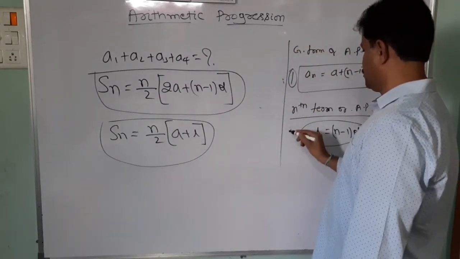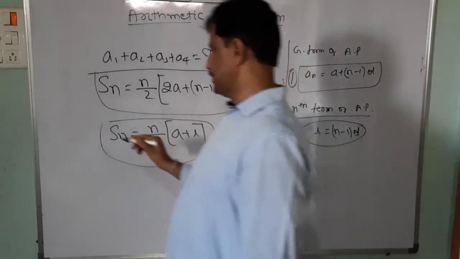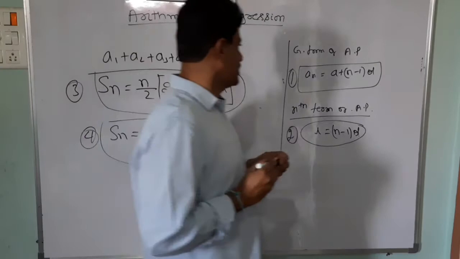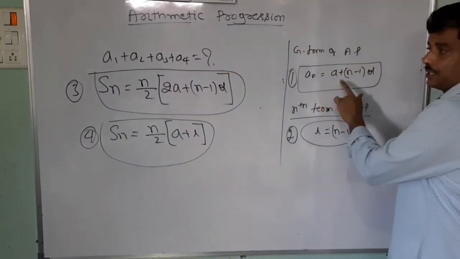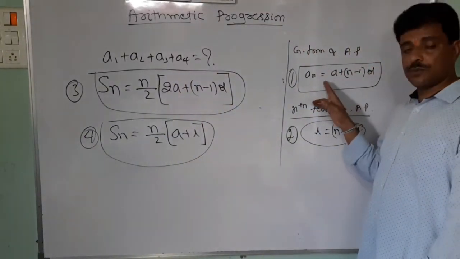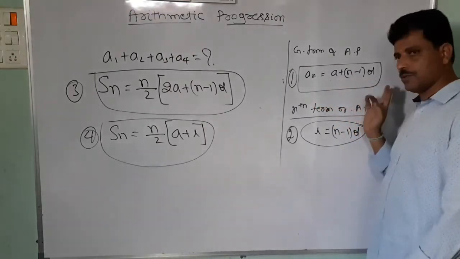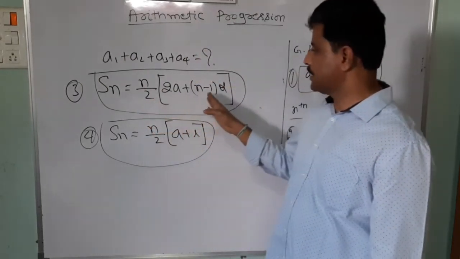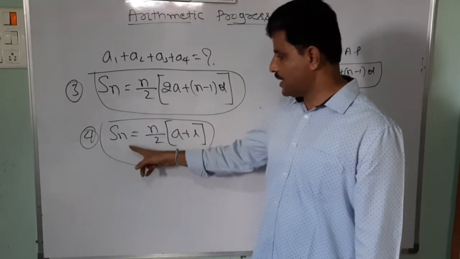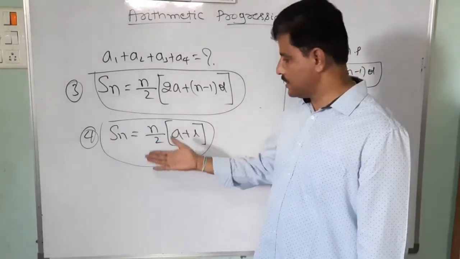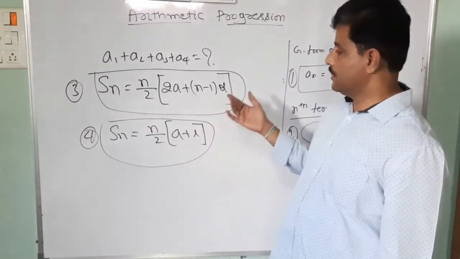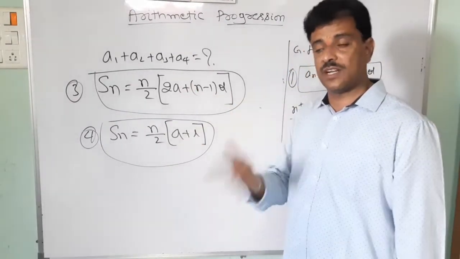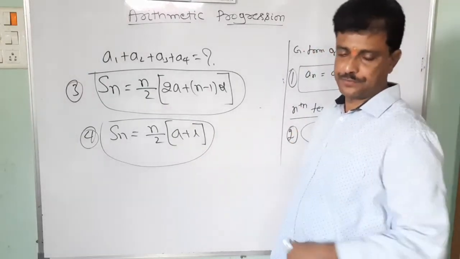1, this is 2, this is 3, this is 4. This is the general form of the arithmetic progression. Don't confuse: an is equal to a plus (n minus 1) into d. So the sum of n terms is Sn is equal to n by 2 into (2a plus (n minus 1) into d), and also Sn is equal to n by 2 into (a plus l). When given common difference and first term, use the first formula. When given only first term and last term, use the second formula.